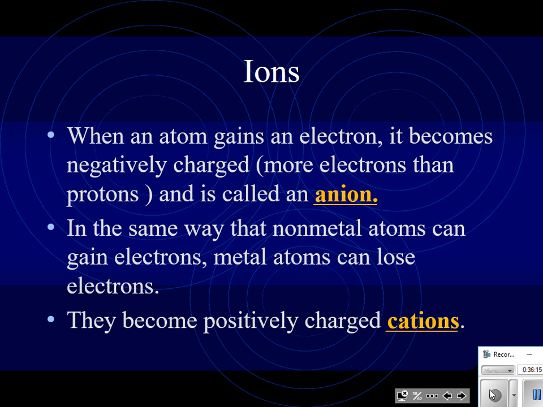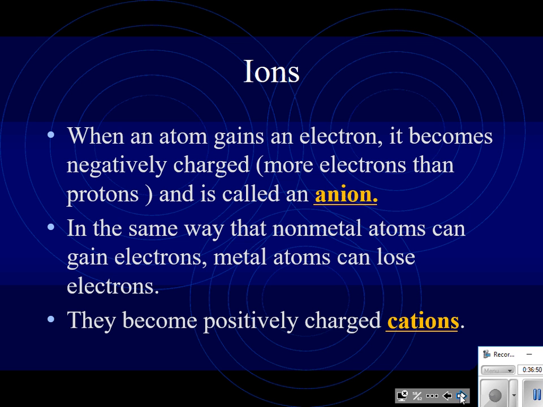Generalization. Who wants to gain electrons? What elements? The nonmetals want to gain electrons. So the nonmetals generally form anions. Who wants to lose electrons? The metals. So the metals lose electrons. Well, when we lose electrons, we have more pluses. They are positively charged ions. They are cations.